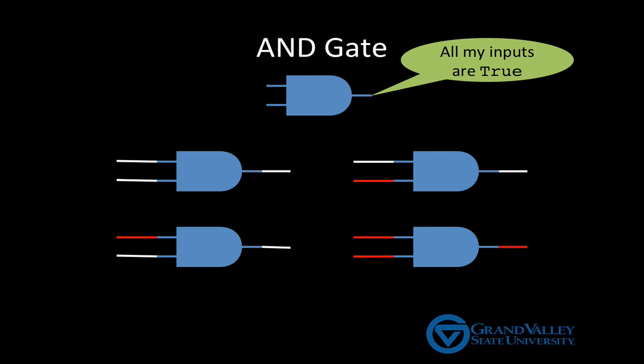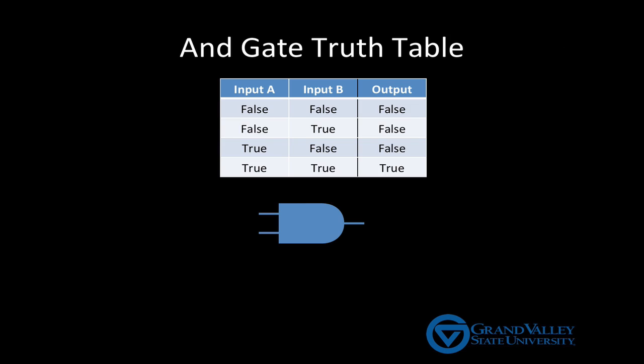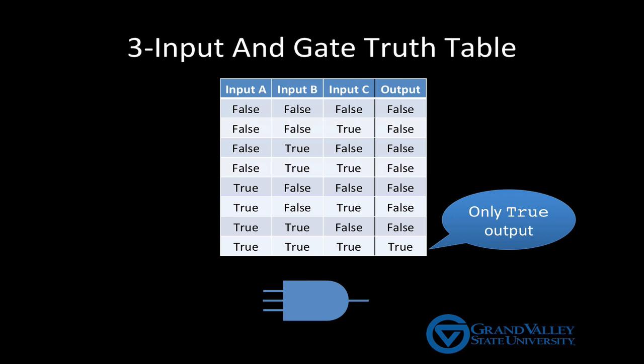Here we see the 4 possible scenarios for a 2-input AND gate. Notice the output is true only when both inputs are true. As with a NOT gate, the behavior of an AND gate is formally specified by a truth table. Unlike a NOT gate, however, an AND gate can have any number of inputs. Regardless of the number of inputs, the output is true only when every input is true.